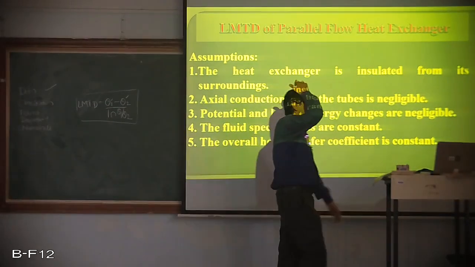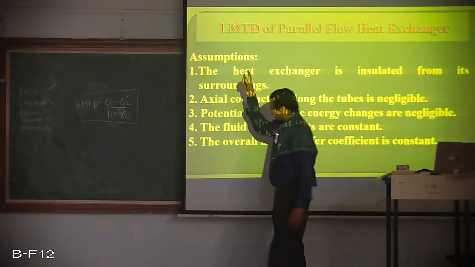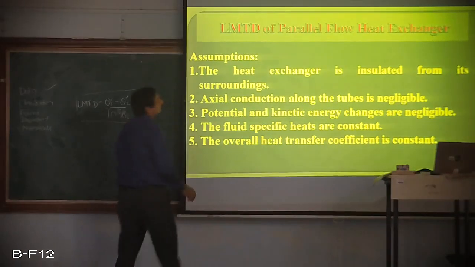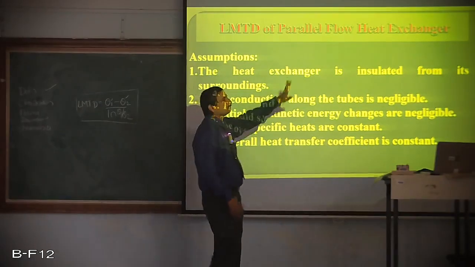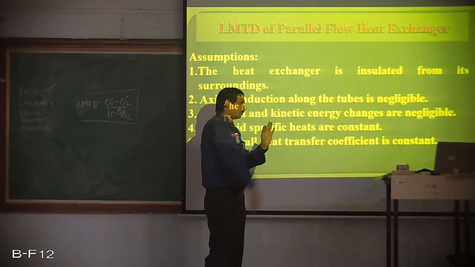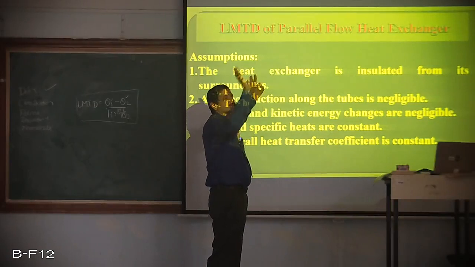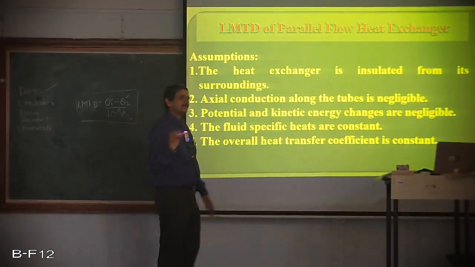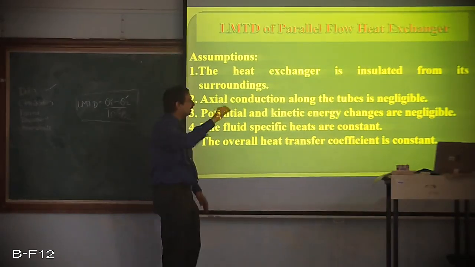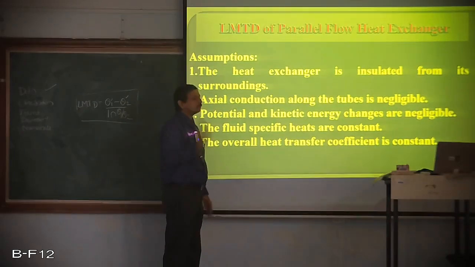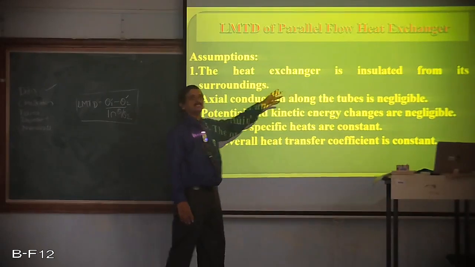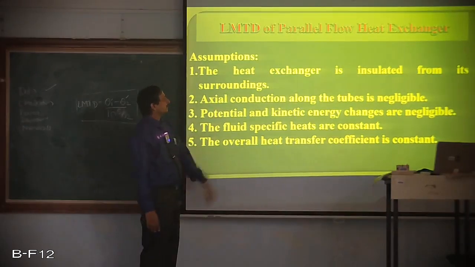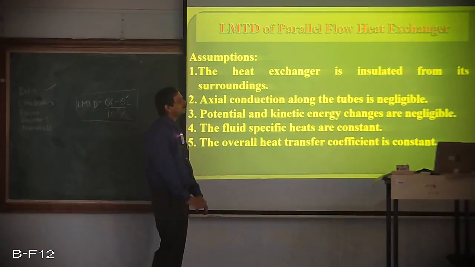Now the question comes, sir, what are the assumptions? Yes, there are 5 assumptions, starting with: the heat exchanger is insulated from the surroundings. Means what? I am not allowing either convection or radiation at the outer surface. So whatever heat is lost from the hot fluid should come only to the cold fluid. That's all. The next one, axial conduction along the tube is negligible. Next one, potential and kinetic energy changes are negligible.